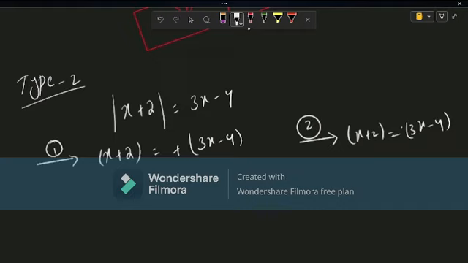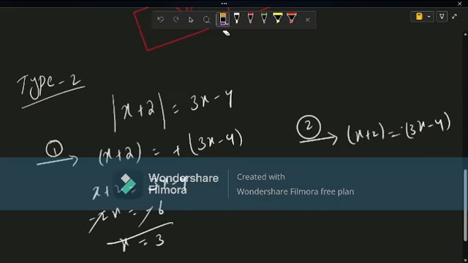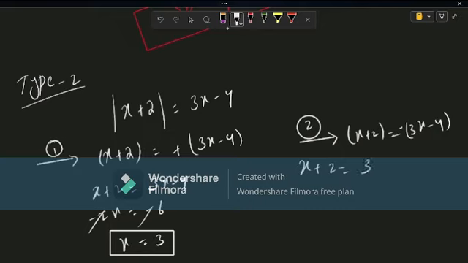So let's solve the first case. x plus 2 is equals to 3x minus 4. That gives you minus 2x is equals to minus 6, minus minus cancel, and x is equals to 3. This is the first answer from case number 1. The second one suggests that x plus 2 is equals to minus times 3x minus 4. So that gives you x plus 2 is equals to minus 3x plus 4, and that gives you 4x is equals to 2, and x is equals to 1 by 2. So these are two answers for x.